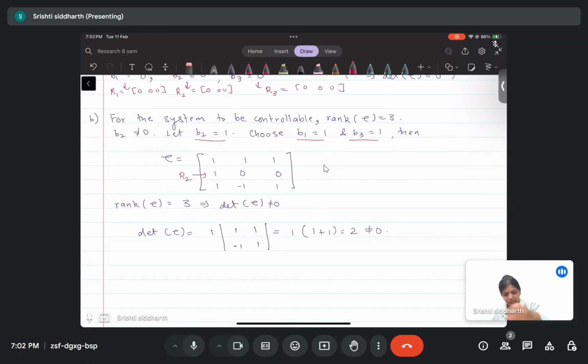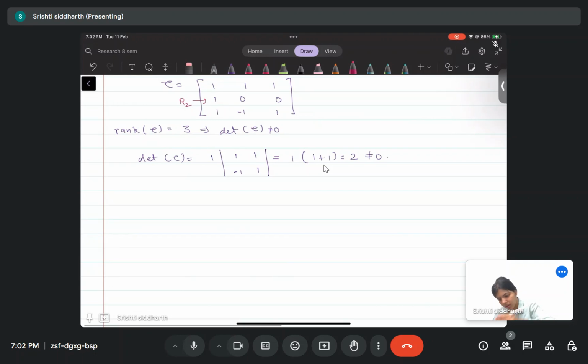So this is just one example. You can also choose other values of B1, B2, and B3 and check if the system is controllable or not. Alright, let's move on to the next question.